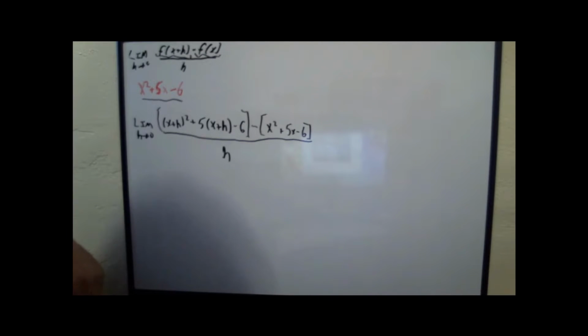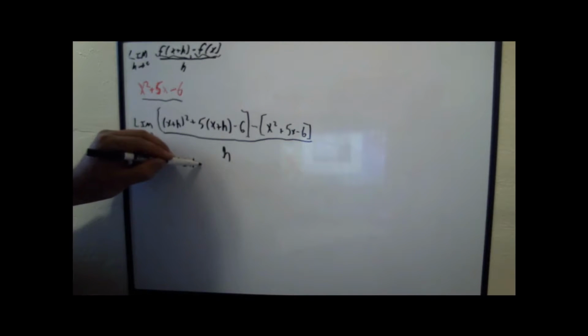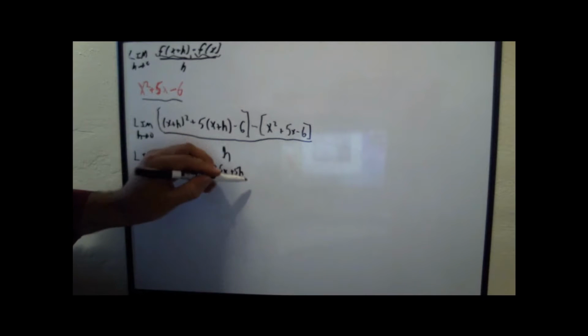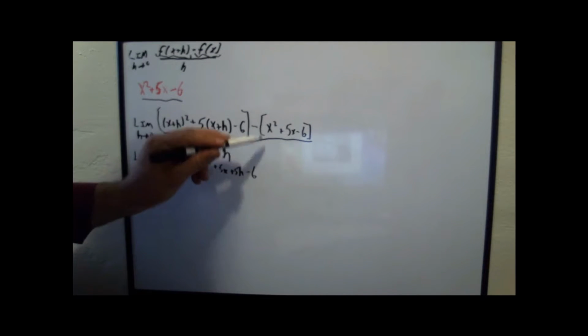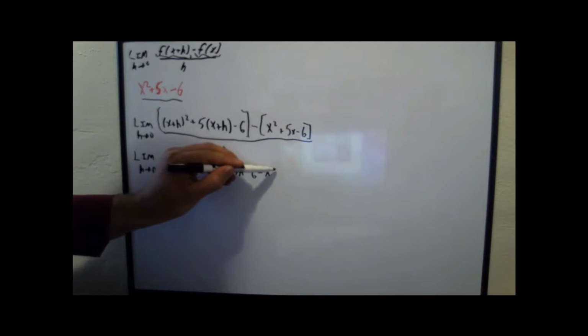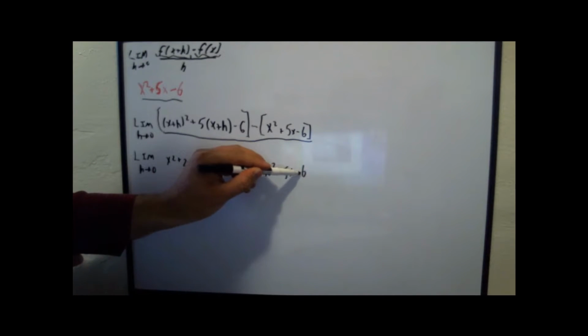So we must simplify. I know I can FOIL this out and I can distribute the 5. Let's see what happens when I do that. The limit as h approaches 0 of x squared plus 2xh plus h squared plus 5x plus 5h, distributing the 5, minus 6. And then I'll just write my original function, being sure to distribute my minus sign. Minus x squared minus 5x plus 6.